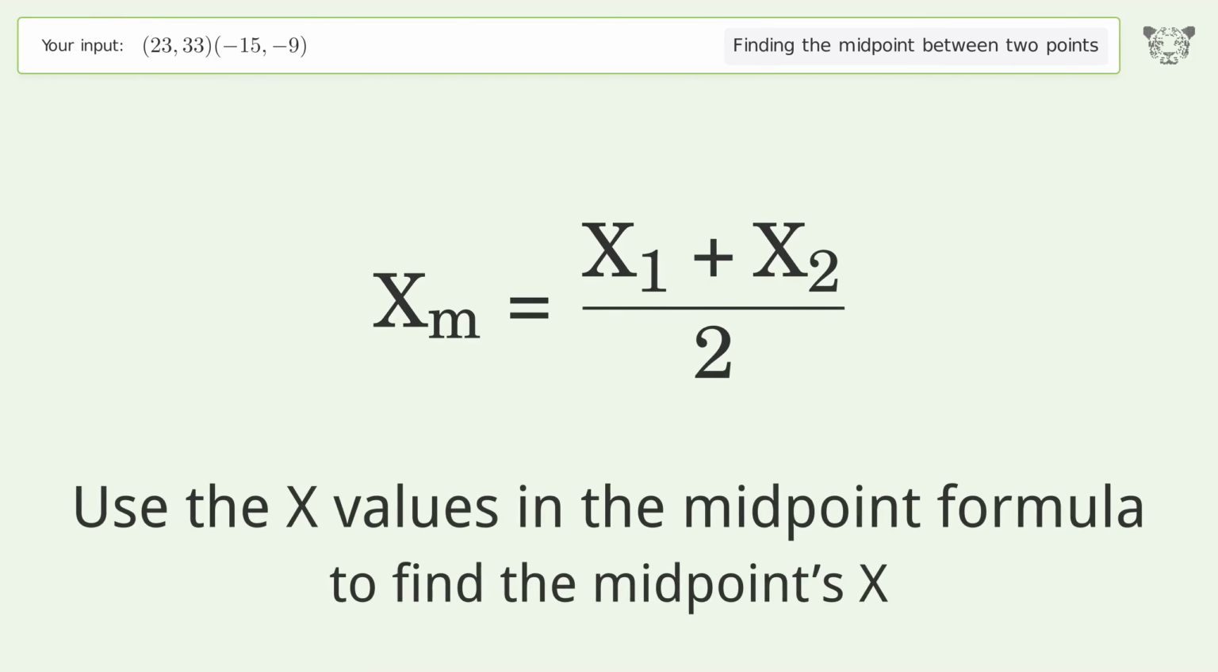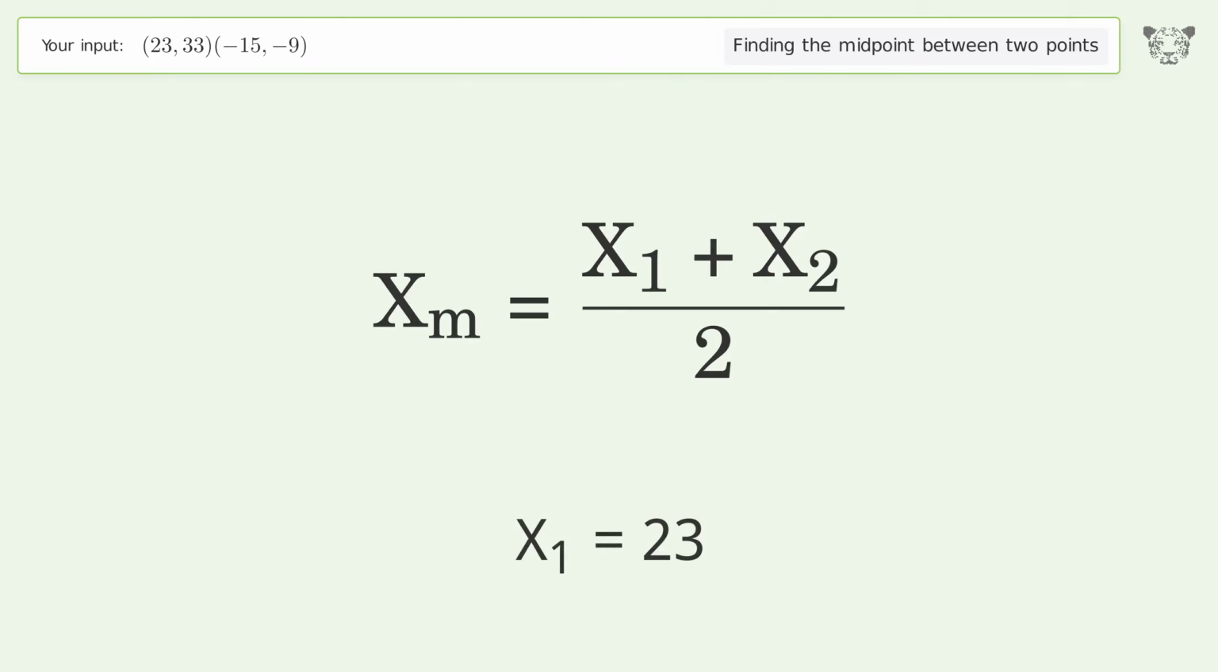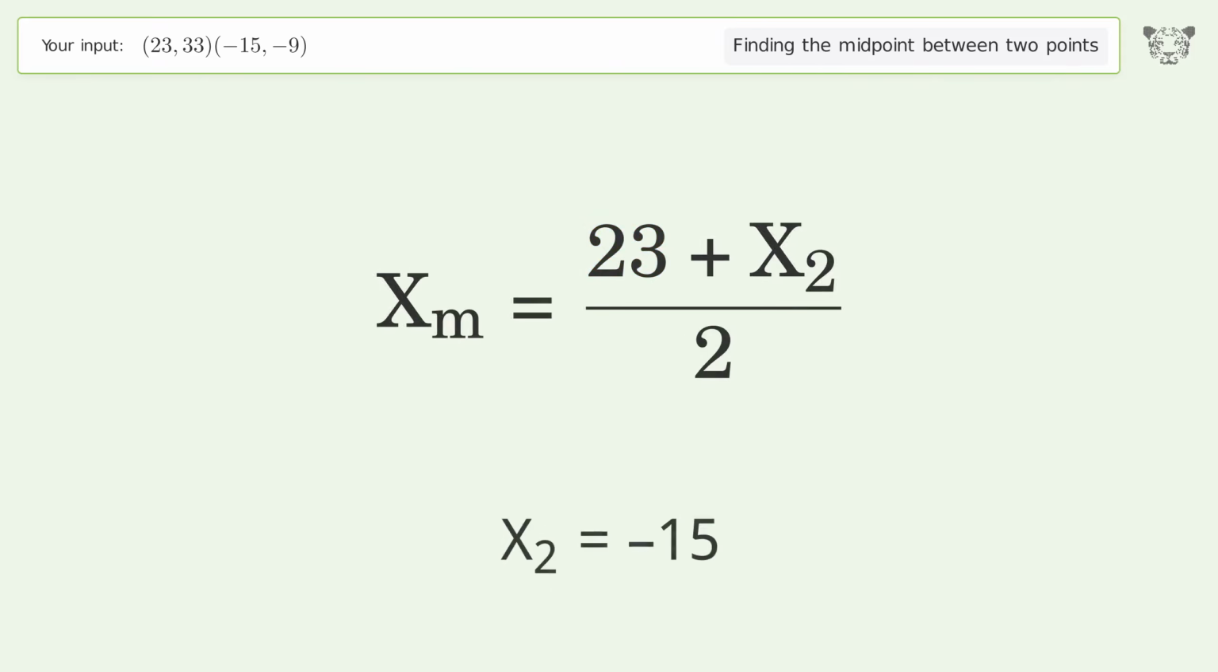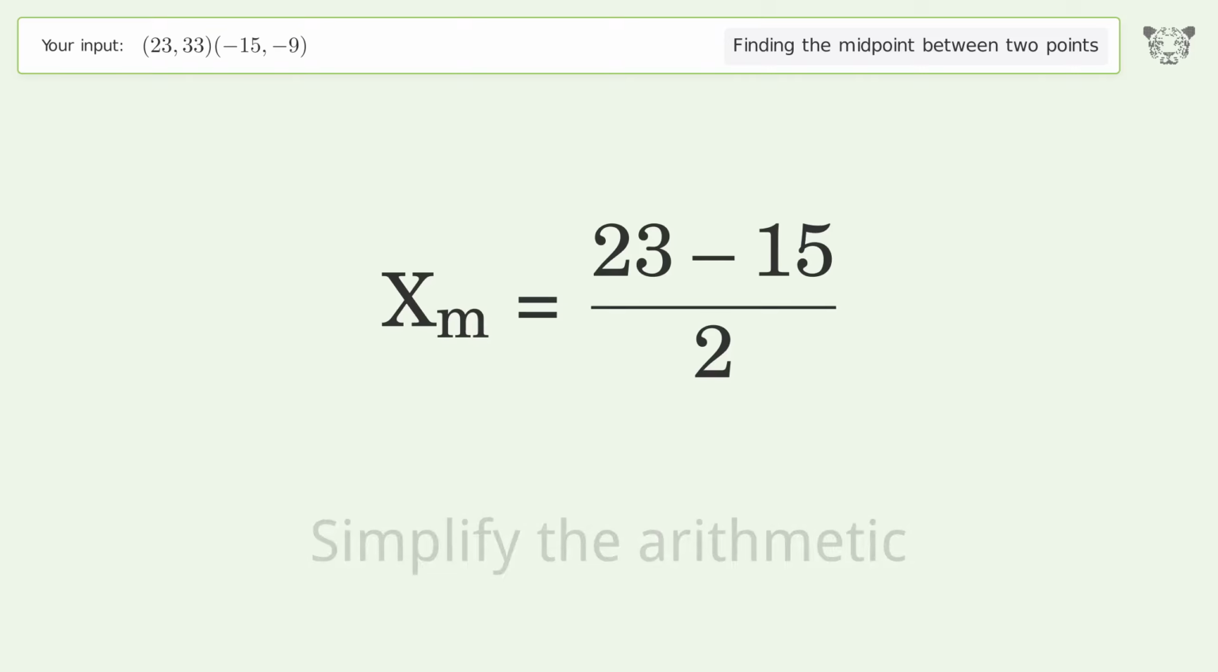Use the x values in the midpoint formula to find the midpoint's x. x1 equals 23. x2 equals negative 15. Simplify the arithmetic.